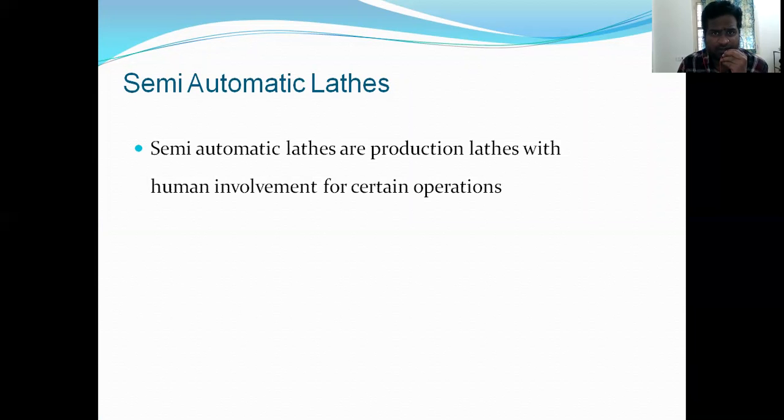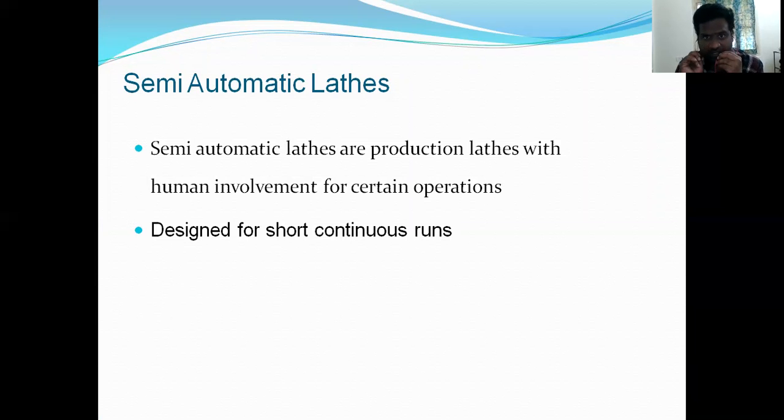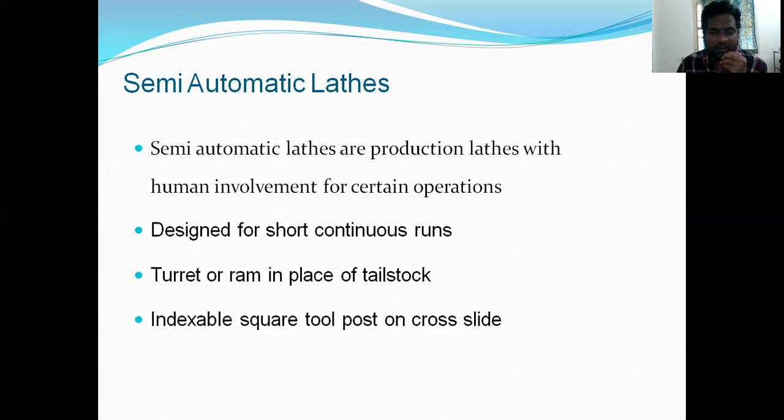So, can we recall all the lathe machines? Semi-automatic lathes are production lathes with human involvement for certain operations, and they are designed for short continuous runs, with a turret or ram in place of the tailstock and an indexable square tool post on the cross slide. So, these are the semi-automatic lathe points. Human involvement is there for certain operations, as we already know, for loading and unloading purposes, and these are designed for short continuous runs.